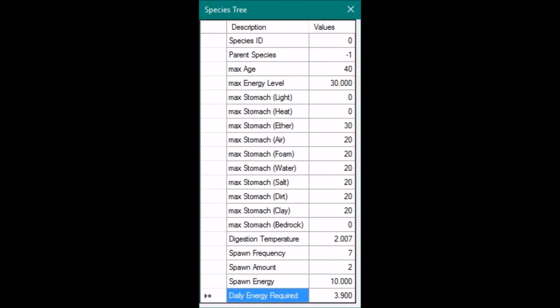I know a cycle is not the same as a day, but I call it this because daily energy required sounds better than cyclic energy required.